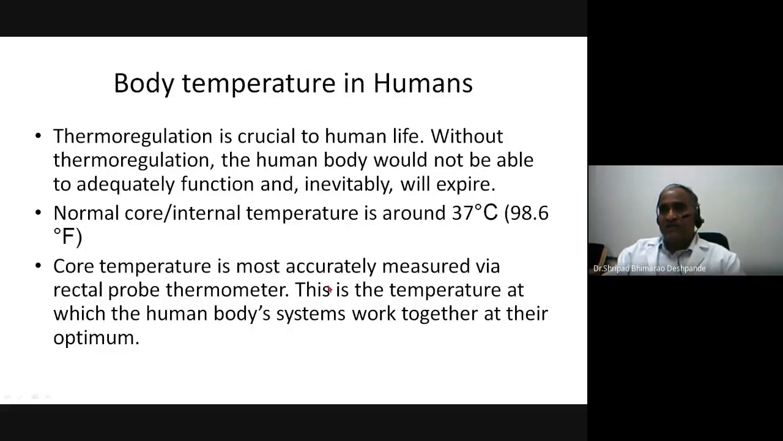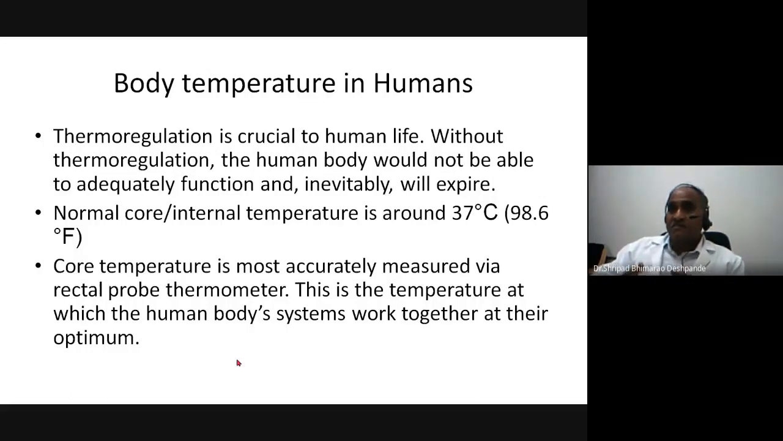The core temperature is most accurately measured via the rectal probe thermometer. So when we talk about the core temperature, it is the rectal temperature. This is the temperature at which the human body systems work together at their optimum. So the core temperature tells us the exact internal temperature.